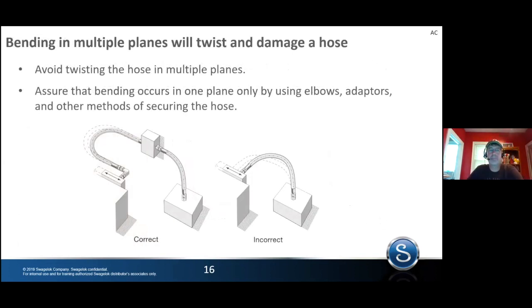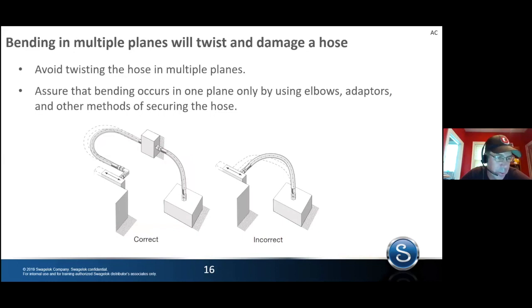And then lastly, in dynamic applications especially, what we see is bending in two planes. What this means is, can you take the hose and put it down flat on a table? In the picture on the right, you can't. The hose is coming out vertical and going into a horizontal plane that's moving back and forth. You can imagine that hose can't lie down flat on a table because it's bent, what we call, in two planes. What happens in this case is the end connection moving back and forth puts incredible torque on the hose.